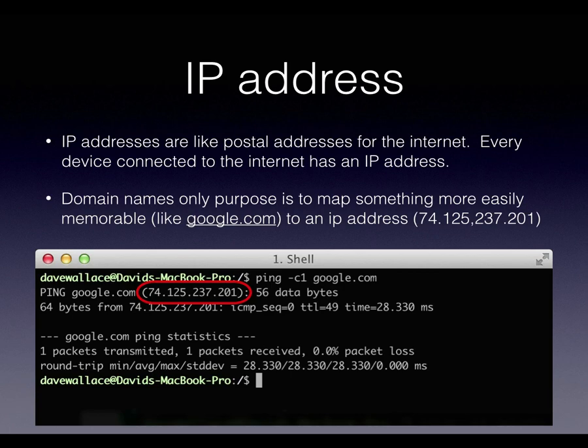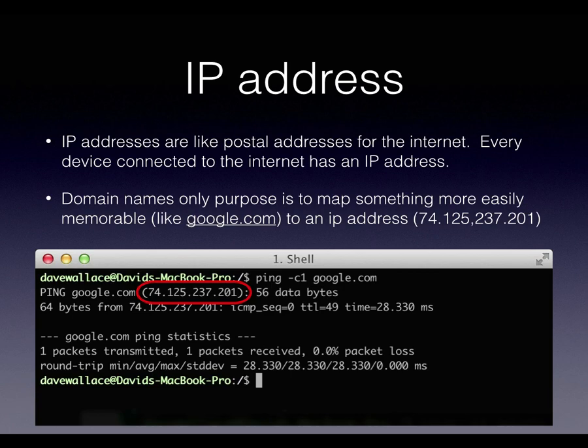So the only reason that we have domain names is because they're easier to remember than a bunch of numbers. But really, the thing that's actually directing traffic around the internet is going to be the IP address.